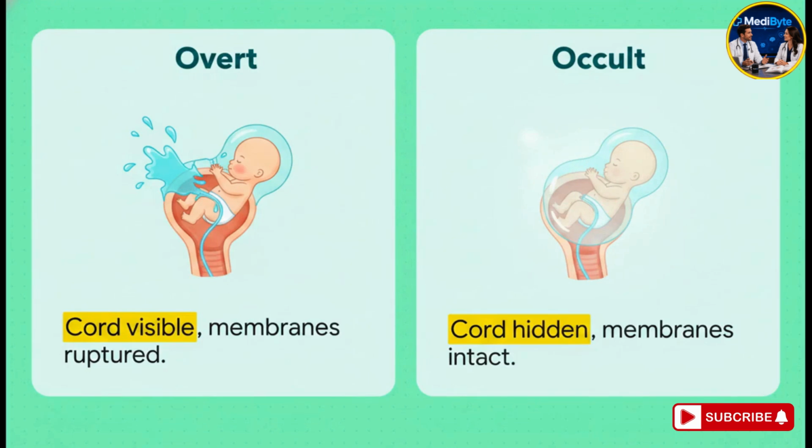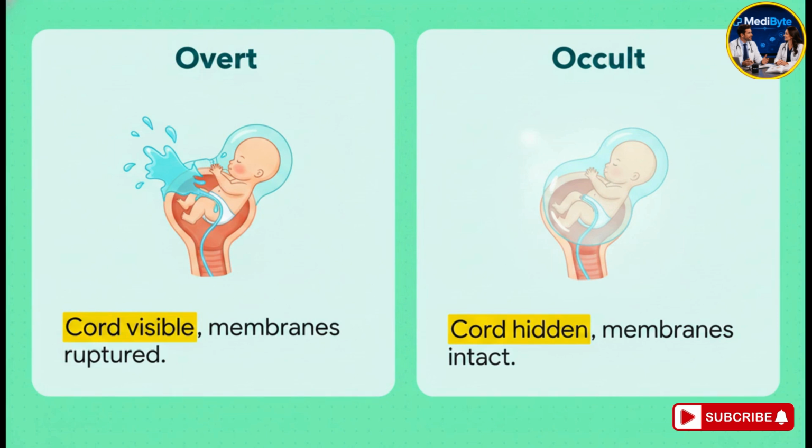Section 3. Overt versus occult prolapse. Now, a prolapse doesn't always present the exact same way every time. In an overt prolapse, the condition is super obvious. The cord can literally be seen protruding into or out of the vagina, and the amniotic membranes have ruptured. We often see this in a breech presentation or if a sudden rush of amniotic fluid basically sweeps the cord out ahead of a head-first baby.